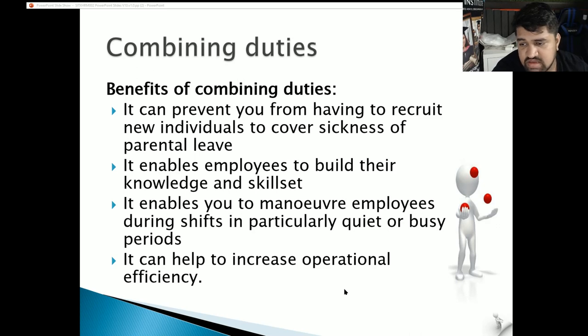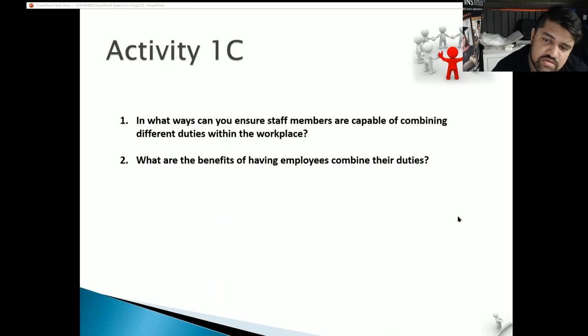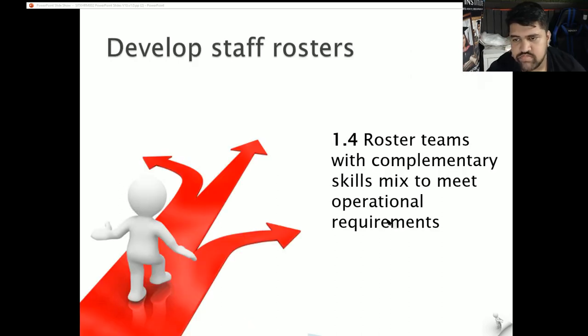And essentially, if situations arise where workers leave or need to take certain time off, you can increase the workload for the employees that you already have, and you don't have to go through training for someone new. Okay, so include those in your activity for number two. Once you're done, come back and resume the lecture and we can move on to the next.